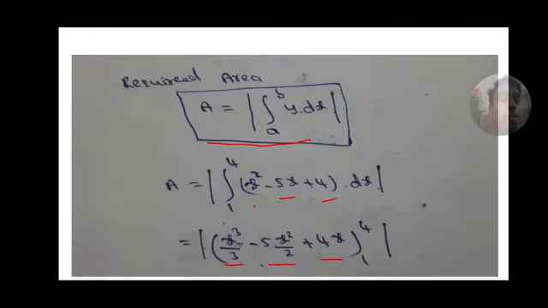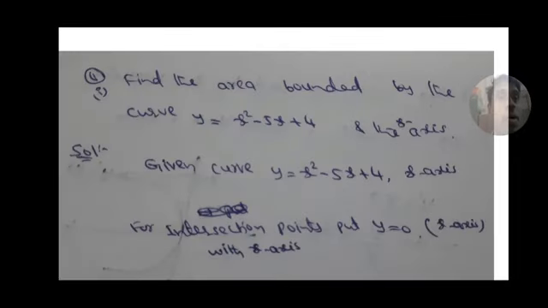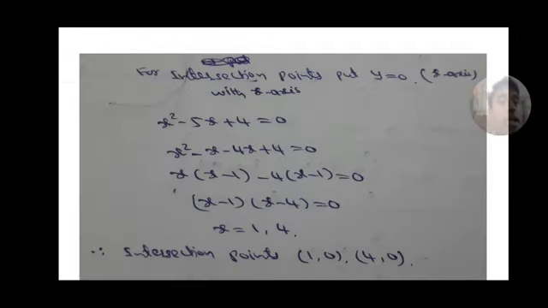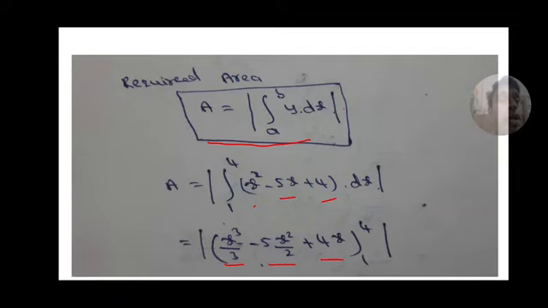So in this problem, first of all we have to find the intersection points with the x-axis. The intersection points are not given, so to find them, put y equals 0. Then we get the intersection points, and then use the modulus formula, because we don't know the exact location of the region.